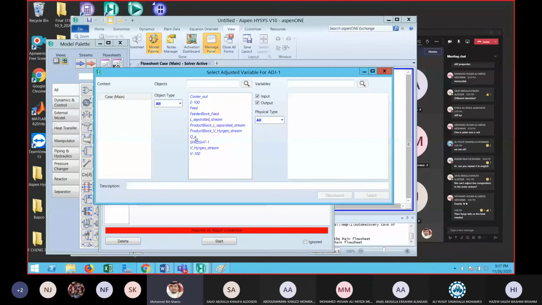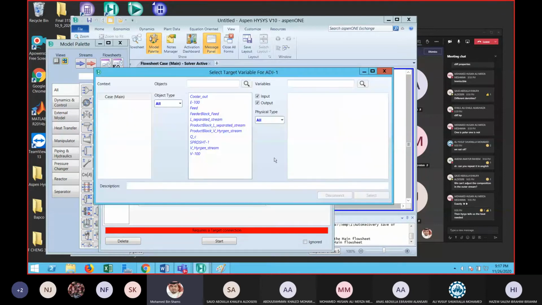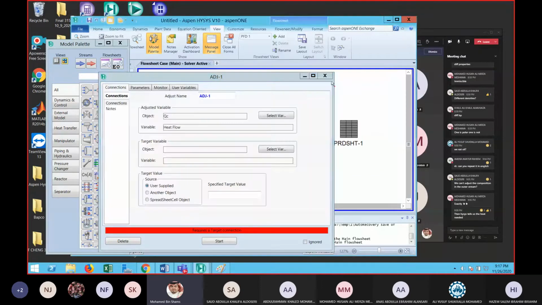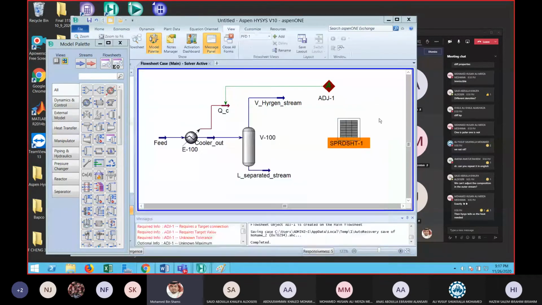Okay, because I was doing this by trial and error, right? Now I want to tell it: QC, the heat flow selected, that will be my adjusted variable. The target variable, the thing that you have to achieve, is that if you go to the spreadsheet, the formula B3, which I named lost. B3 is the value 1. It's sitting in B3.